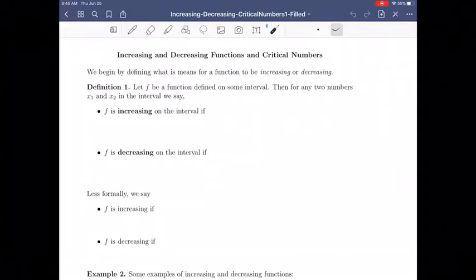In this video, we're going to talk about the first derivative and how it affects the graph of a function. We call this increasing and decreasing functions, and that leads to the investigation of critical numbers. We already know that the first derivative tells us the slope of the curve.